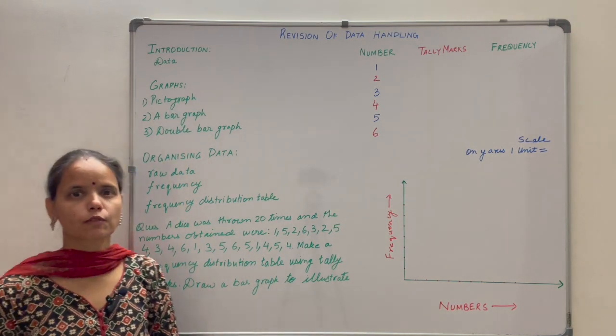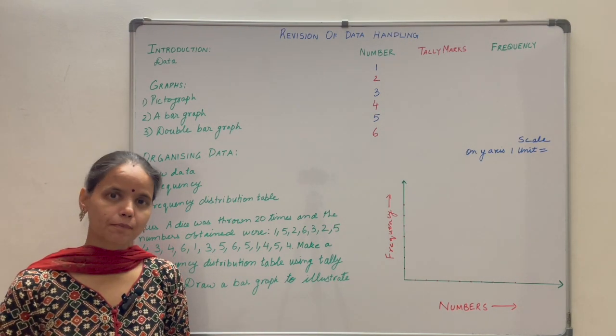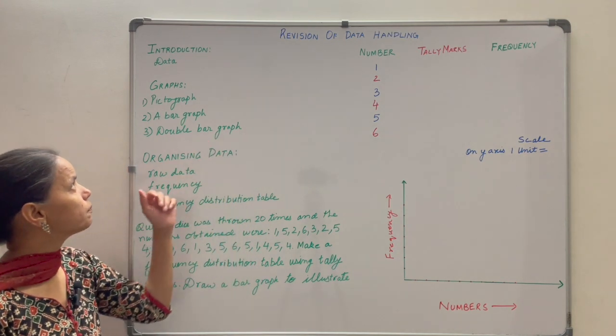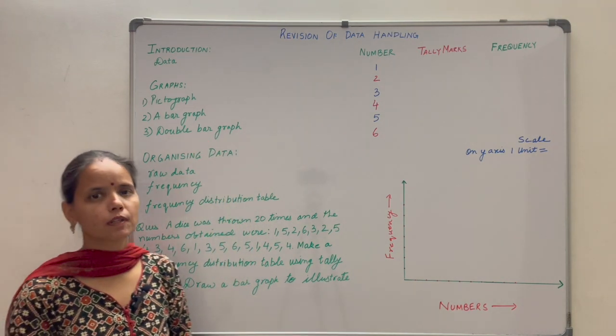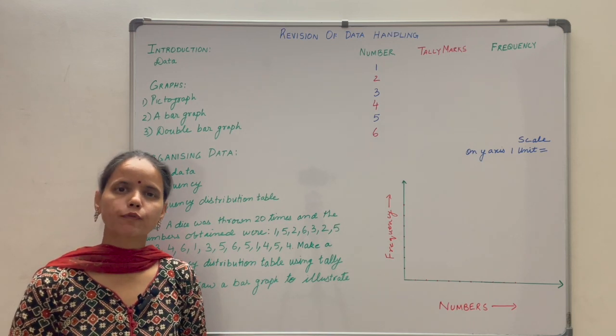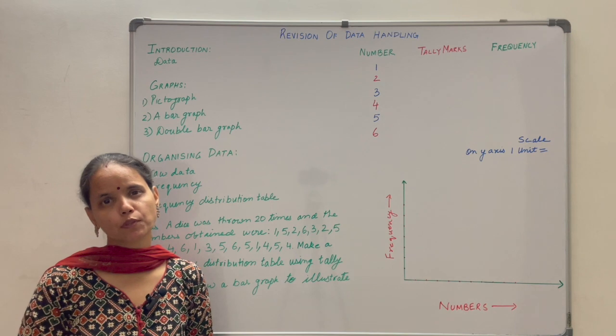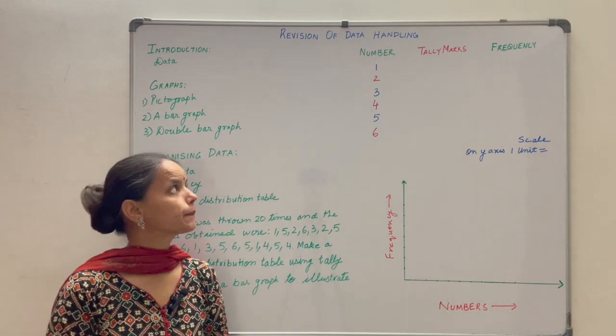First one is pictograph. The data is represented using symbols. So that is called pictograph. A bar graph. Here the data is represented in the form of bars of uniform width, and the height of the bars is proportional to the information.